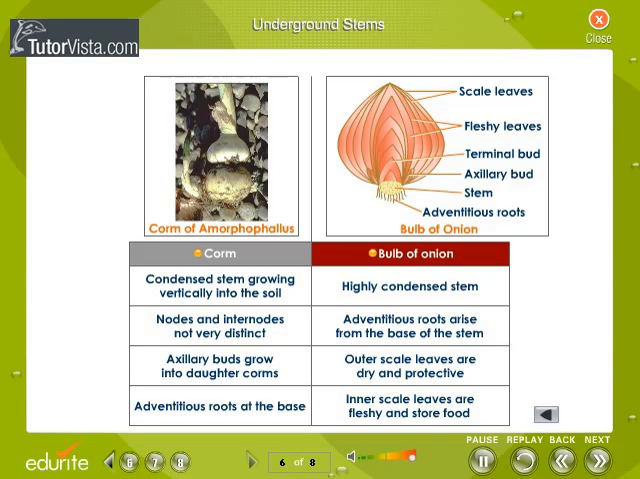Bulb of onion. It is a highly condensed stem. Adventitious roots arise from the base of the stem. Outer scale leaves are dry and protective. Inner scale leaves are fleshy and store food.